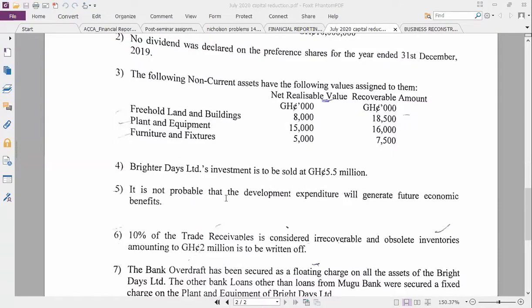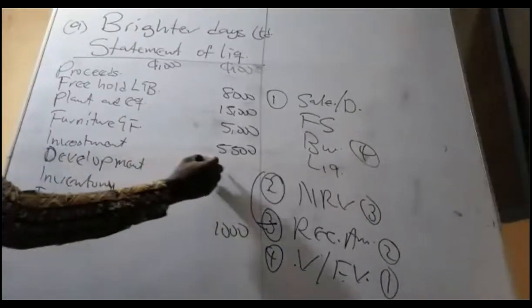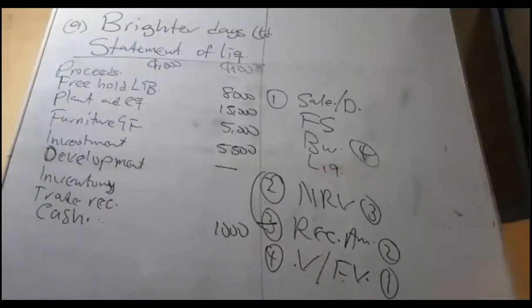Then the next one, it is not probable that the development expenditure will generate future economic benefit. So they are not going to receive anything there. They can't sell it. Dash. They cannot sell it. So kindly bring dash there. You bring dash there. Agreed. Take note of that.